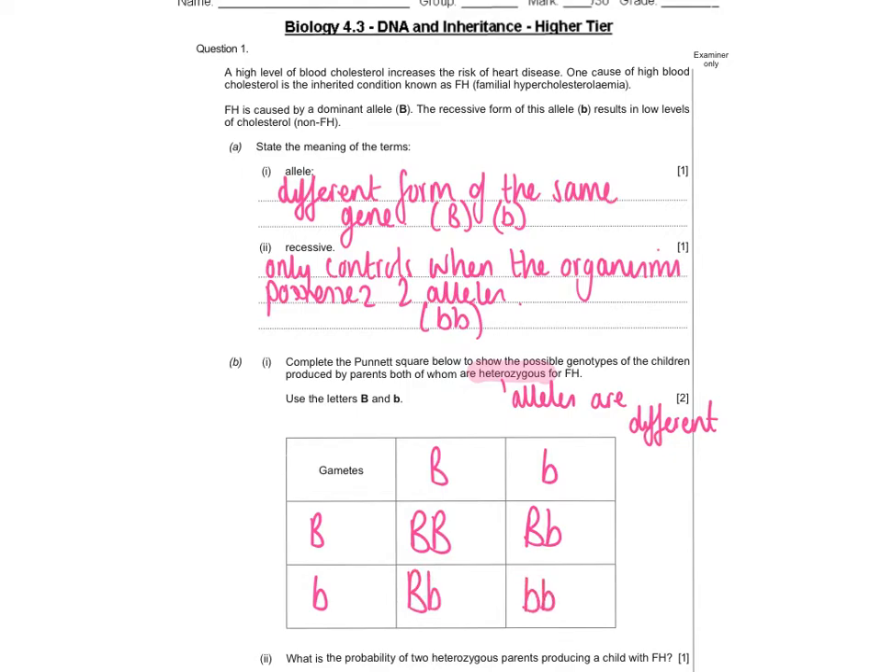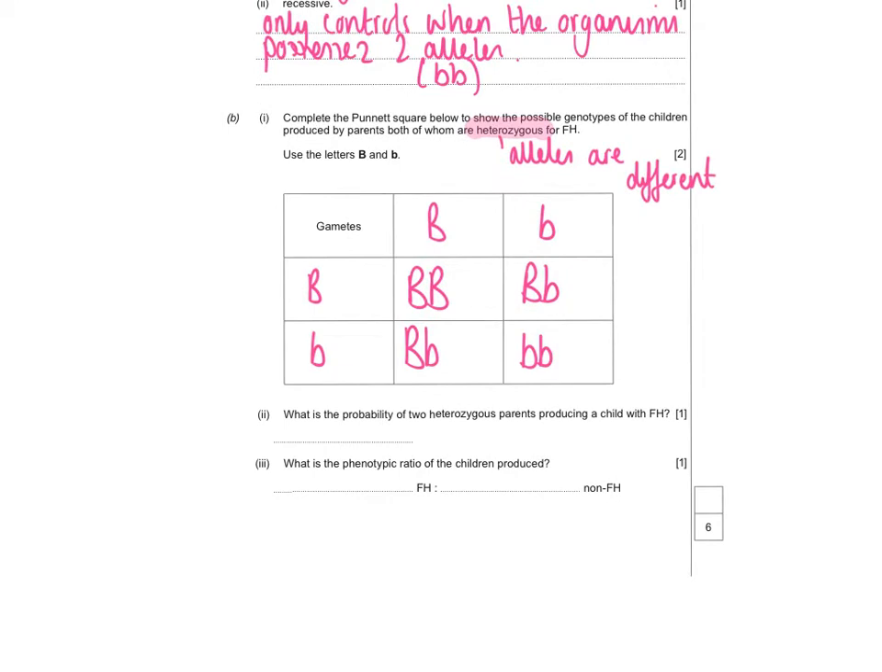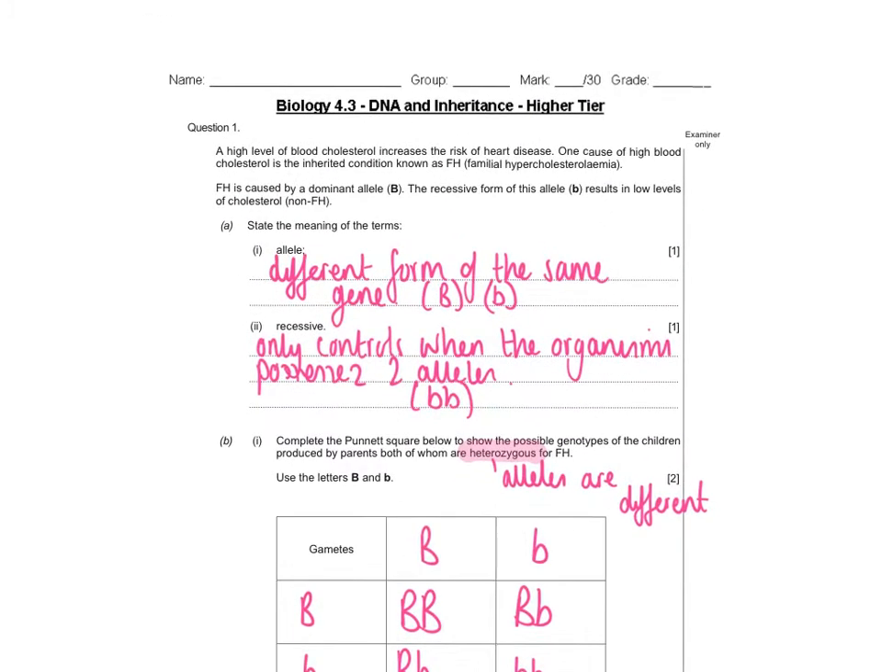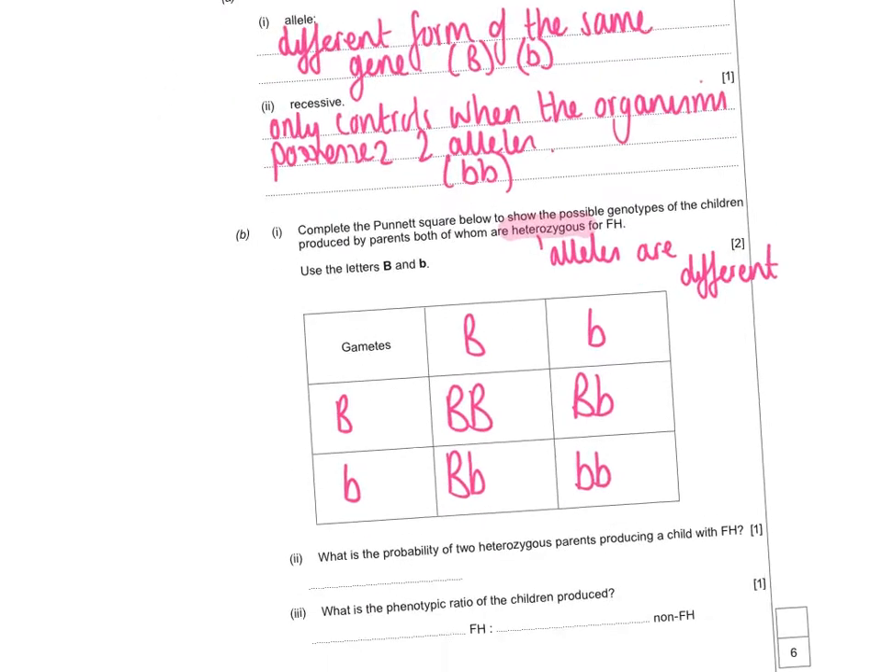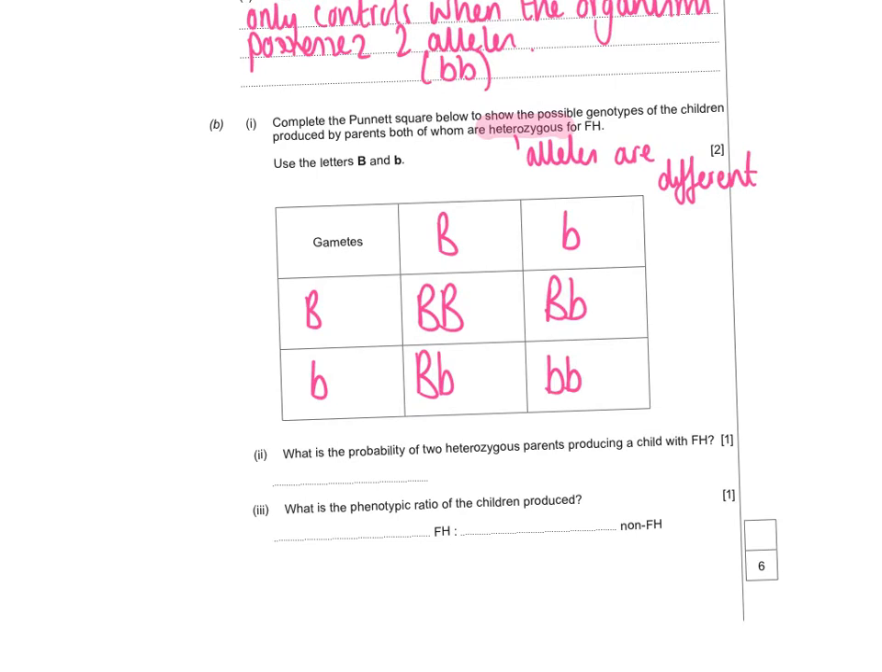Okay, then the next question says, what is the probability of two heterozygous parents producing a child with FH? And if you look back at the question, it says FH is caused by a dominant allele. So we need to look down then. I'll go to a different colour. This offspring has two dominant alleles, so he's going to have it. So is this one, and so is this one, because they all contain at least one dominant allele.